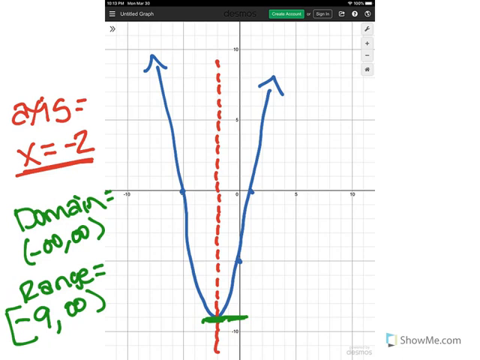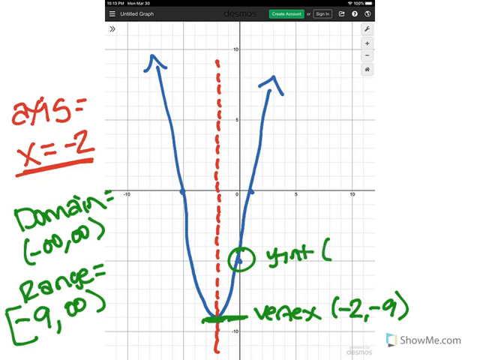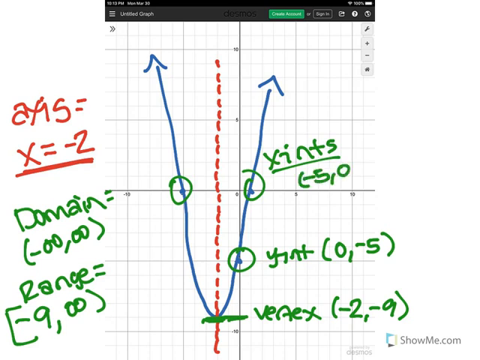And we know that this point here was our vertex, and that was negative 2, negative 9. This was our y-intercept. As an ordered pair, that's going to be 0, negative 5. And our two x-intercepts, that's going to be negative 5, 0, and positive 1, 0.